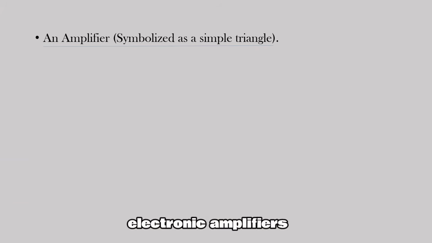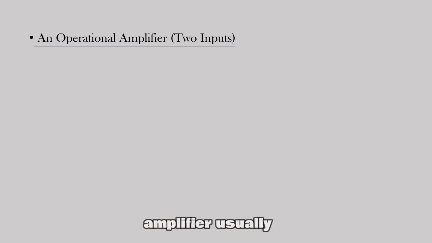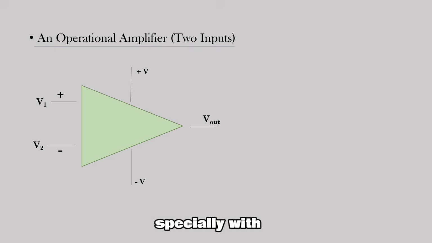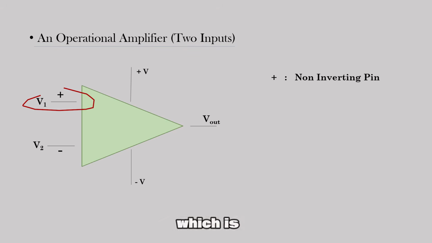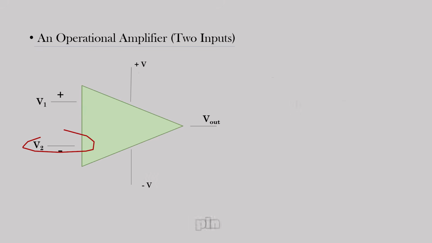Electronic amplifiers are often symbolized by a simple triangle. They take in an input signal, amplify it, and use it to drive a load connected to its output. An operational amplifier, usually called an op-amp, is an amplifier characterized specially with two inputs: the non-inverting input, which is the positive pin, and the inverting input, which is the negative pin. And it's also specially characterized with a high gain.